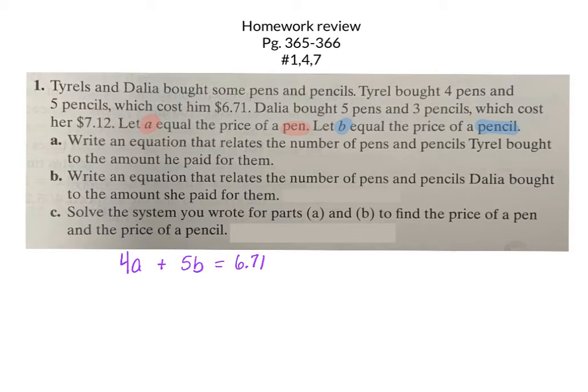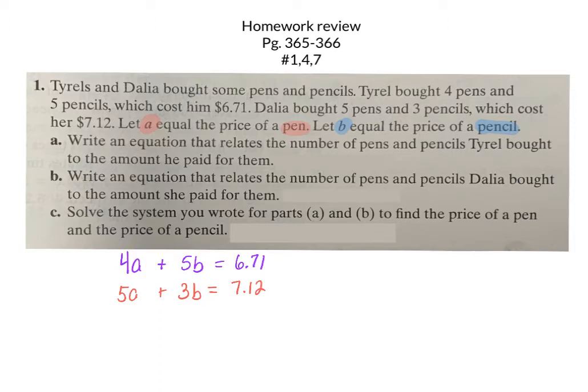For Dahlia, she bought 5 pens and 3 pencils. So her equation looks like this with a total paid $7.12. So those would be the two equations here. The next thing we want to do, solve the system of equations for the price of the pen and the price of the pencil. And so for this, you would have to solve by either substitution, elimination, or actually there's only 2 you would want to do here, not graphing for sure.